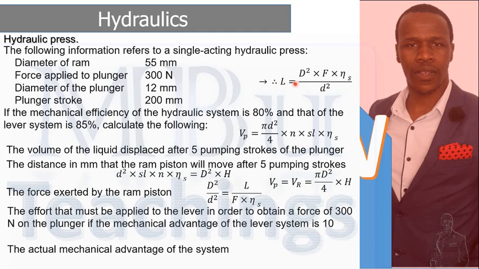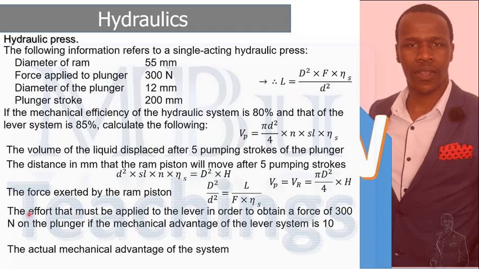I got the L as being 5,041,667 newtons. So if you want to put it in kilonewtons, obviously it will be 5,042 kilonewtons. Now why do we have 5.042 instead of 5.041? It is because 6 is bigger than 5, so we have to round up the 1 into 2.